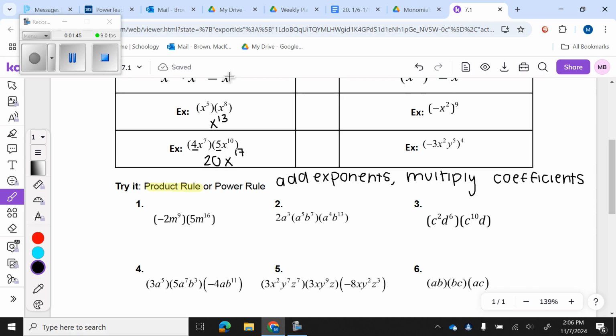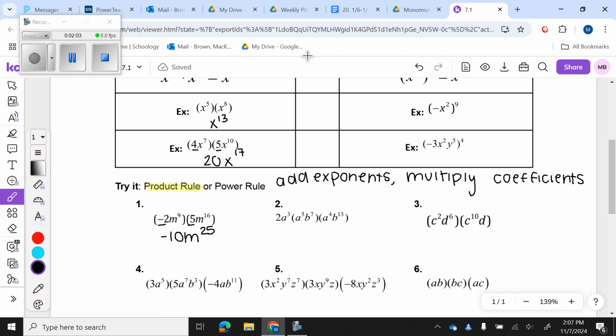All right, so when I add these exponents, that's going to be m to the 25th because 9 plus 16 is 25. And then I'm going to multiply these coefficients, which is going to give me negative 10. So I've got negative 10 m to the 25th.